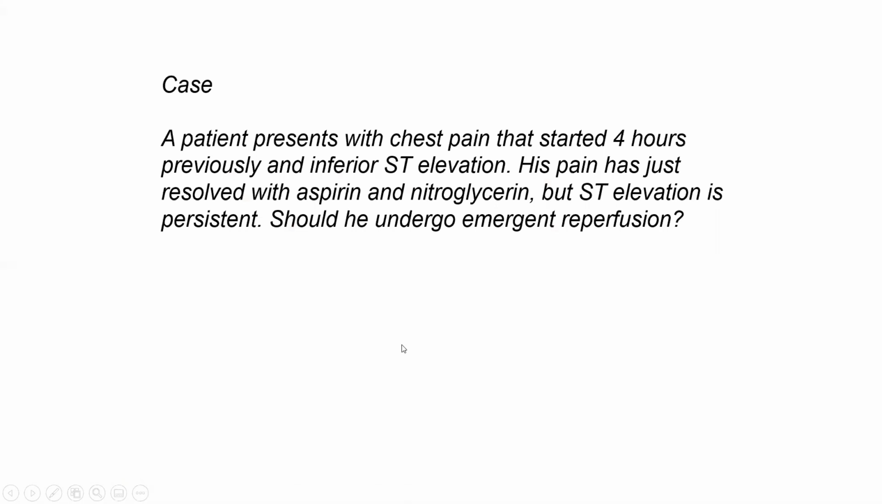I want to describe a quick case here. A patient presents with chest pain that started 4 hours previously and inferior ST elevation. His pain has just resolved with aspirin and nitroglycerin, but ST elevation is persistent. Should we undergo emergent reperfusion? Pain resolved, but ST elevation is persistent. Very common scenario. My answer is he should be undergoing emergent reperfusion, correct.